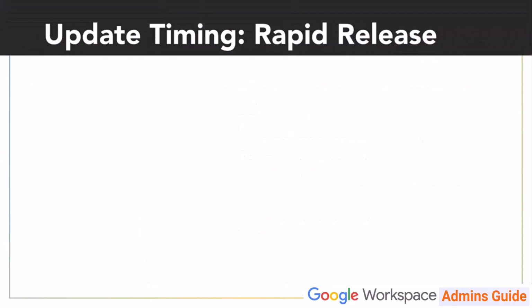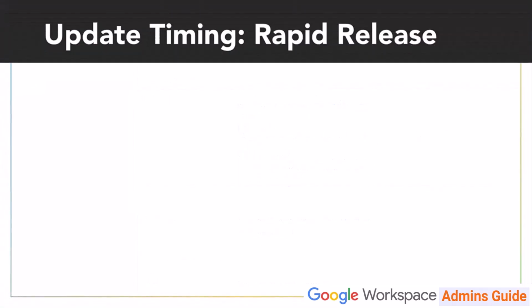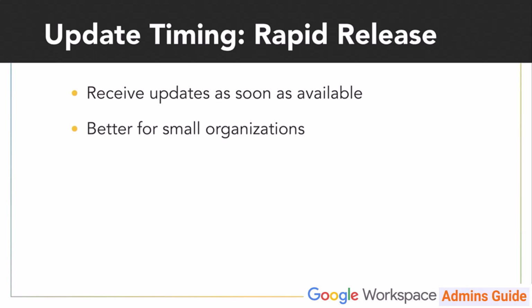These update tracks apply specifically to Workspace core services, which include Gmail, Google Calendar, Google Sites, Contacts, Google Drive, and Google Docs formats. Organizations on the Rapid Release schedule receive new services as soon as they're available. This option may be attractive to small organizations where staff training and support needs are minimal, and information can be disseminated quickly to users affected by the changes.